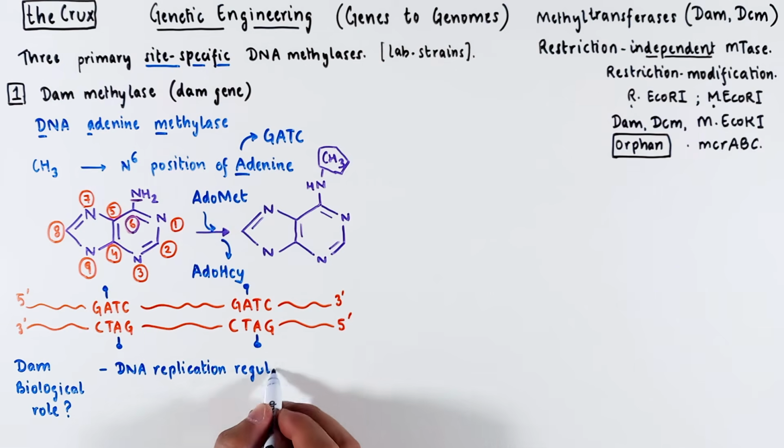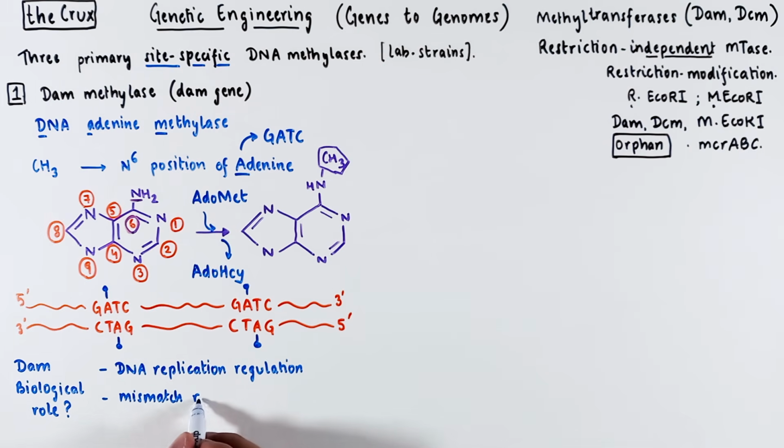Apart from the methyltransferase activity, Dam methylase has a bunch of other functions too. It is essential in regulating DNA replication, mismatch repair, and to some degree even transcription regulation.